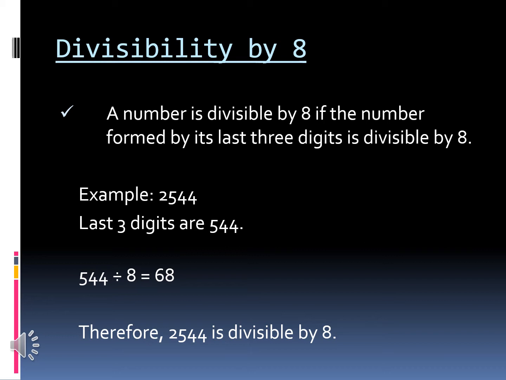You can practice, or you can just cross check this rule with the examples that are coming to your mind, and you can do it this way to see the divisibility by 8.